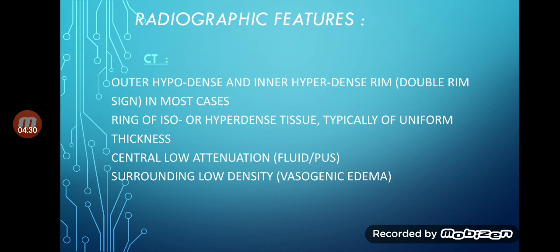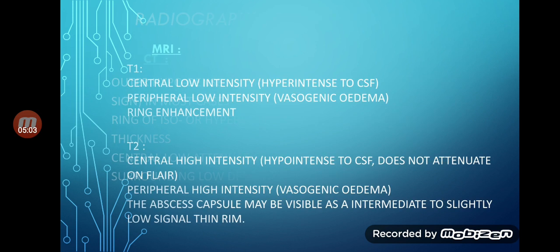Now, the radiological features of abscess on CT scan. The abscess has a double wall: the outer wall is hypodense, while the inner is hyperdense. This is the double wall sign. Inside is fluid, so it appears hypodense, surrounded by edema, and showing marked wall rim enhancement after contrast.